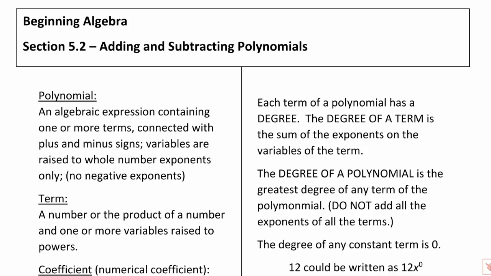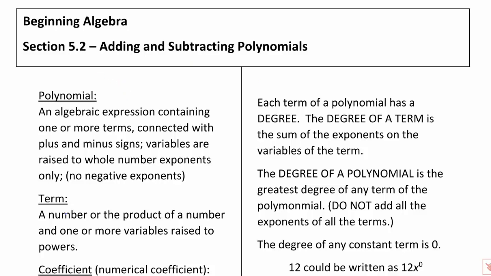Here's the definition of a polynomial. It's an algebraic expression containing one or more terms connected with plus and minus signs. Variables are raised to whole number exponents only. In other words, no negative exponents and also no fractional exponents. Okay, now the definition here, that's technically the definition. Here's what it looks like.